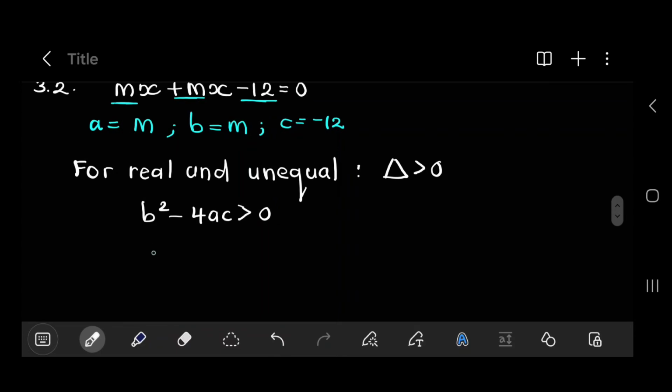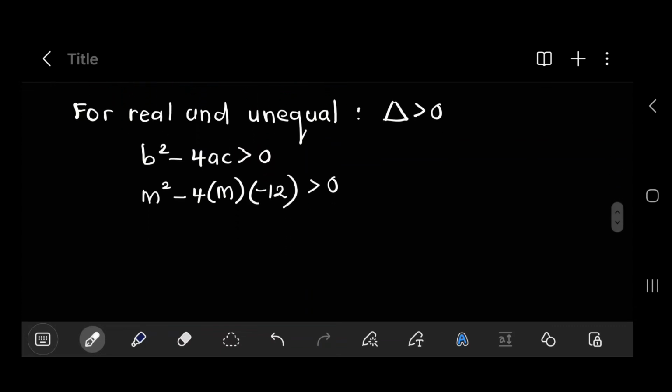And now let's substitute. So according to what we have, b is actually m, so that's going to be m squared. Minus 4, a is m, c is negative 12. And all of that must be greater than 0. Now we get m squared. Here we've got negative 4 times m, which is negative 4m. We're going to multiply that by negative 12. So we get positive 48m is greater than 0.